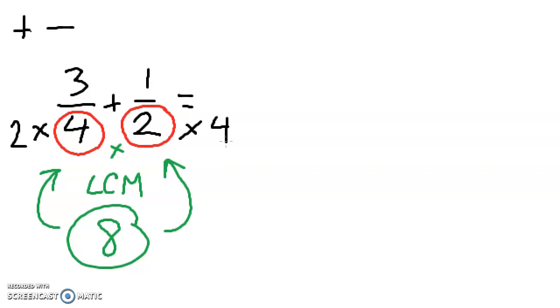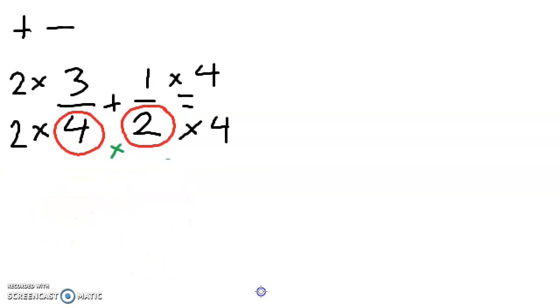But in order to maintain the same value for each of the fractions, whatever you do to the bottom, you have to do to the top. So I am also going to multiply my 3 by 2 and my 1 by 4. So let's go ahead and do that multiplication and change them around so that we can actually start adding them.